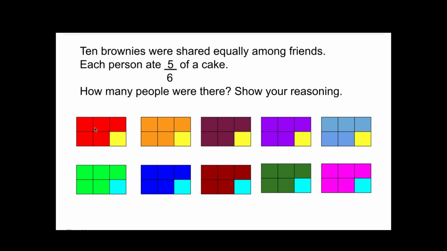So if you count the number of colors, you'll see that there's 1, 2, 3, 4, 5, 6, 7, 8, 9, 10. Plus the yellow is 11 and the turquoise is 12. So there would be 12 people getting 5/6 of the cake. So that's a way to look at it visually.